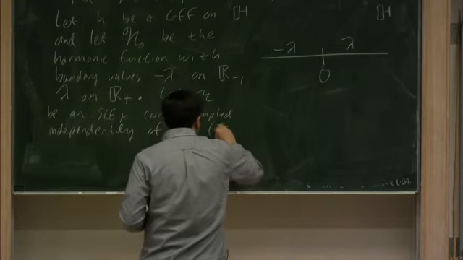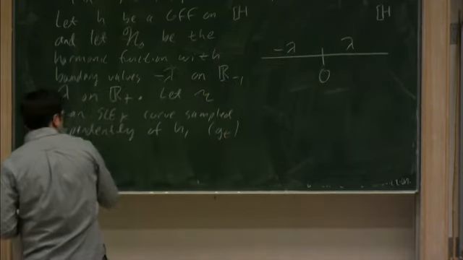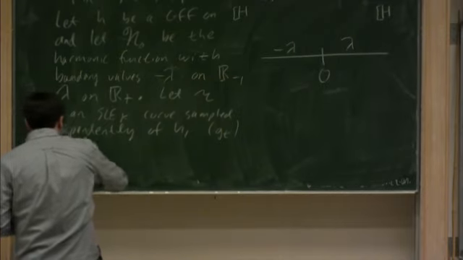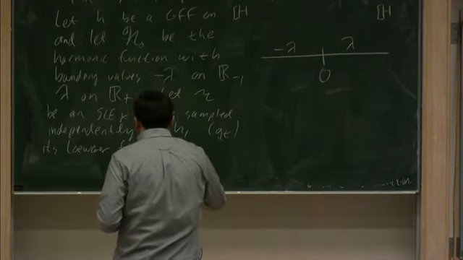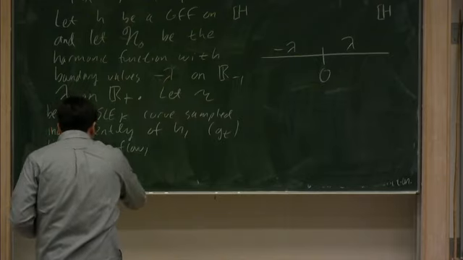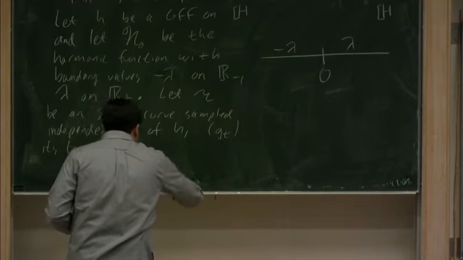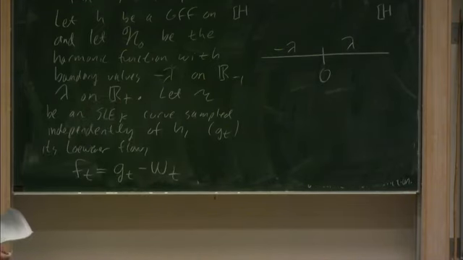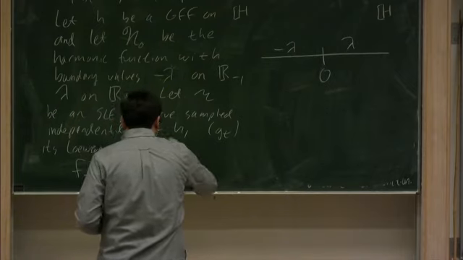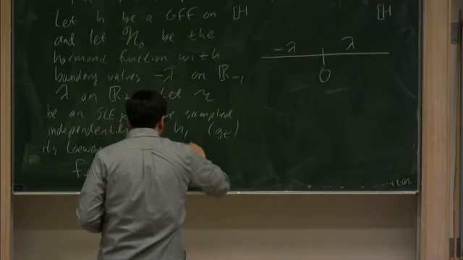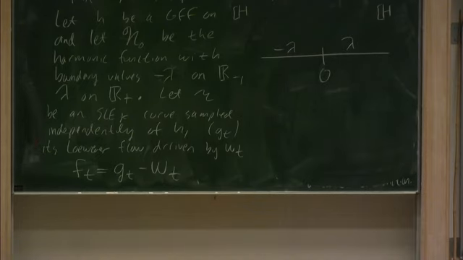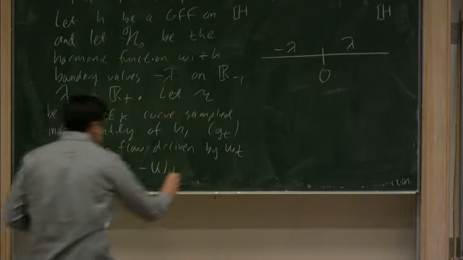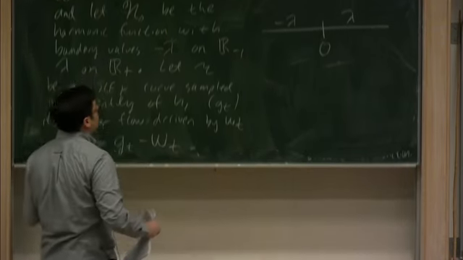I'm going to let G sub t be its Loewner flow. And I'm going to let F sub t be given by G sub t minus W sub t, where W of t is its Loewner driving function. Okay, so I have my SLE curve.